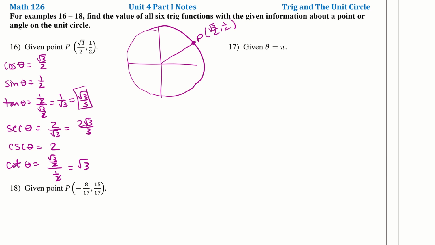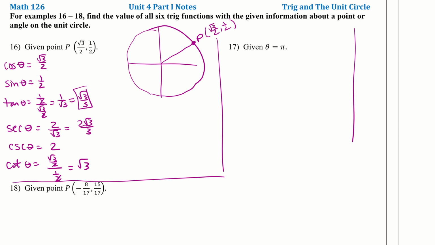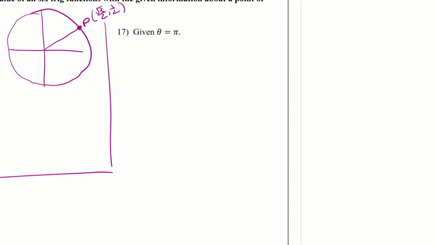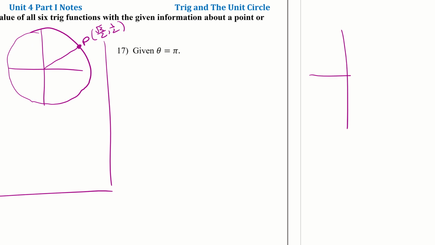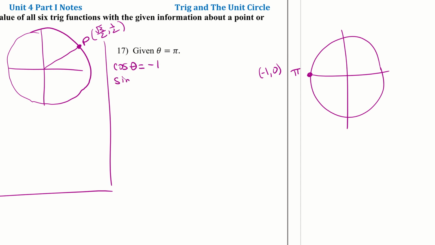Now, on number 17, they gave us the angle instead of the coordinates. Same idea, but this time we have to provide the coordinates. This is an angle that we should become very familiar with. If theta is at pi, then the coordinates here are 1, 0. Oops, sorry, we went to the left. Negative 1, 0. So cosine of this angle, we could put pi or theta, whatever you'd like, those are equal, would be the x coordinate. Sine is the y coordinate.